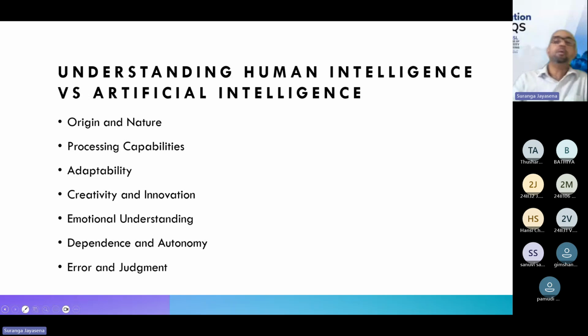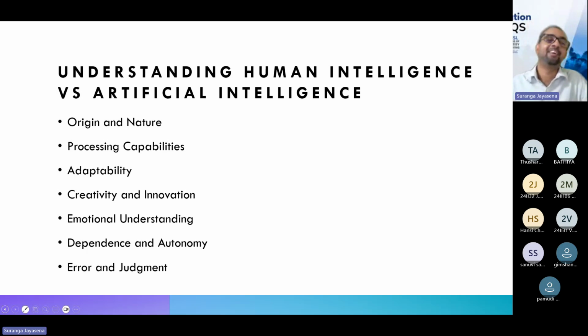So it is important that you understand the difference between human intelligence and artificial intelligence. Because of the question that you asked, I wanted to discuss this, and I'm also not an expert in artificial intelligence. But since I'm conducting this session, I have gathered some information, and I want to discuss it with you. Okay, so this is a comparative understanding.